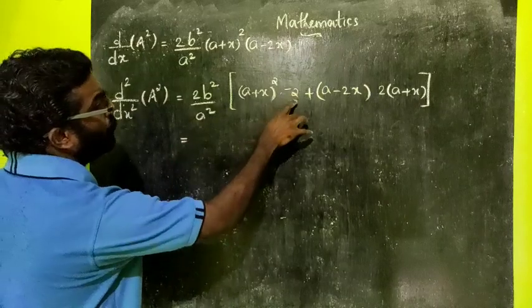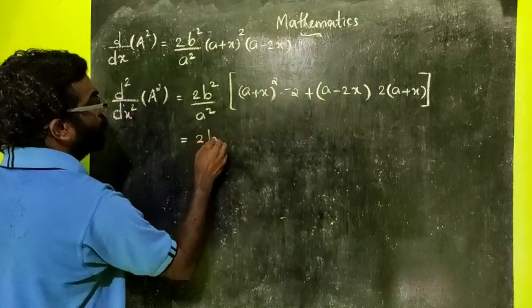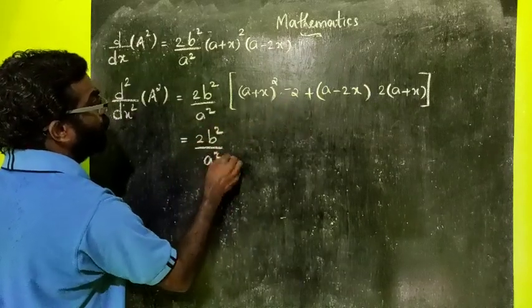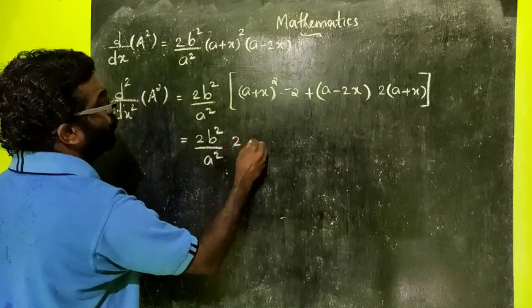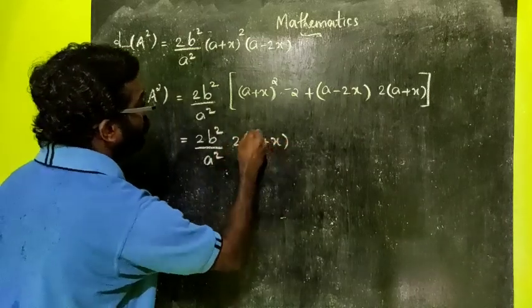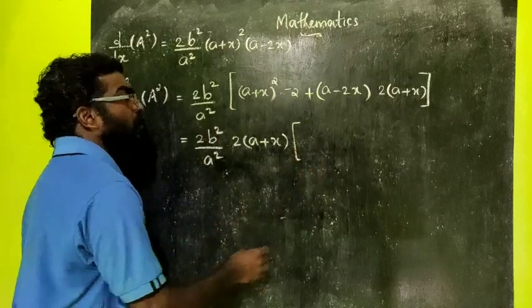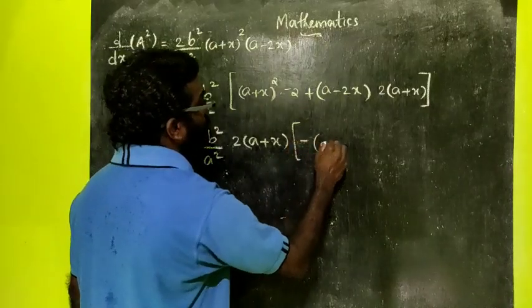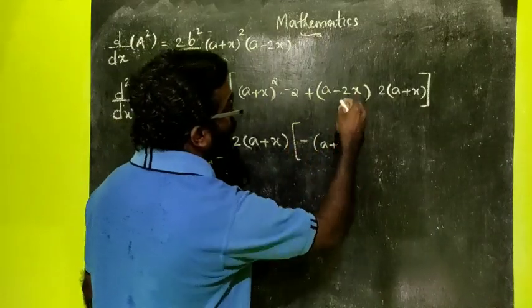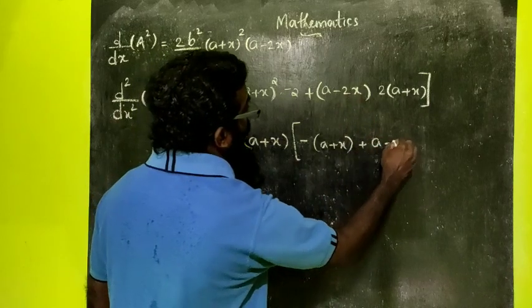Here we can take 2 into (a plus x) common. So 2b square by a square into 2 into (a plus x). Then in the first term, one minus sign and a plus x. Here plus a minus 2x.